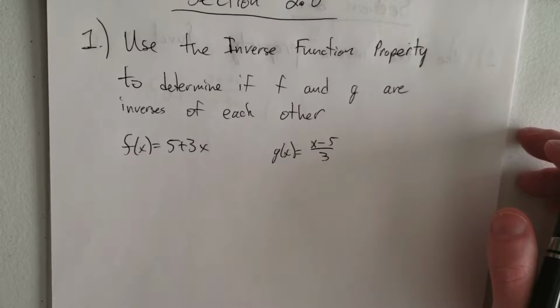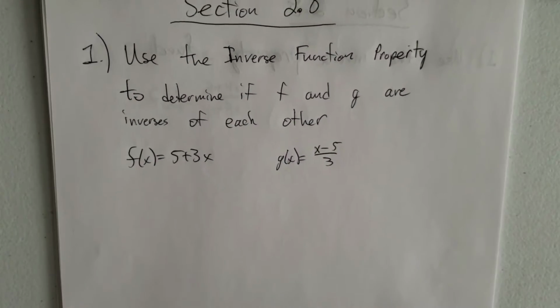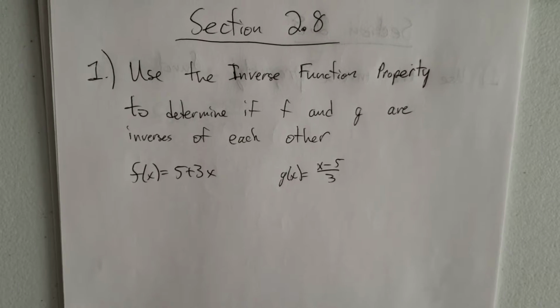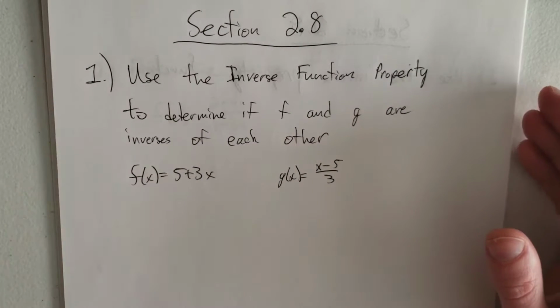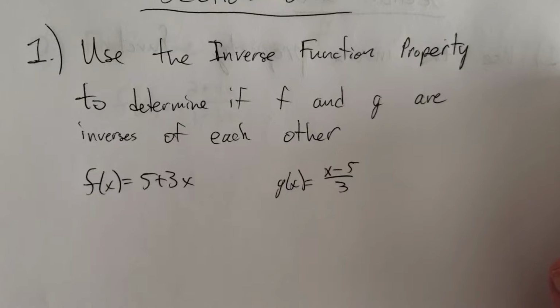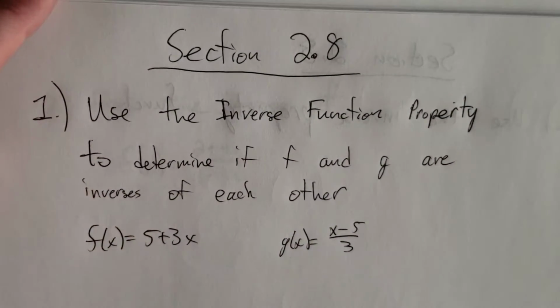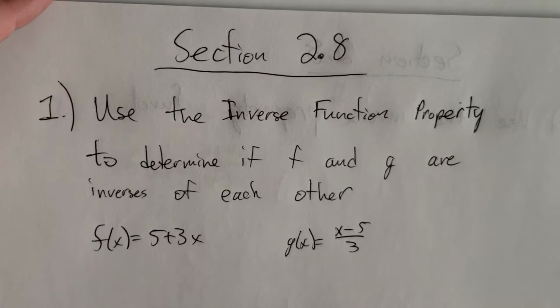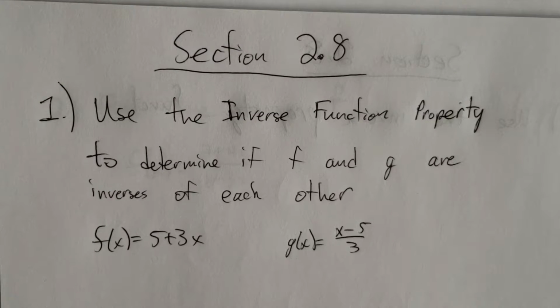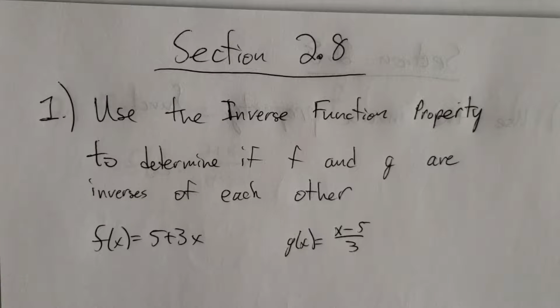In section 2.8, we're going to be discussing inverse functions. So we're going to use the inverse function property in this first example to determine if f and g are inverses of each other. Well, f is going to be 5 plus 3x. g is going to be the function x minus 5 over 3.